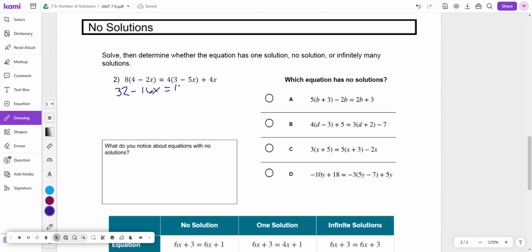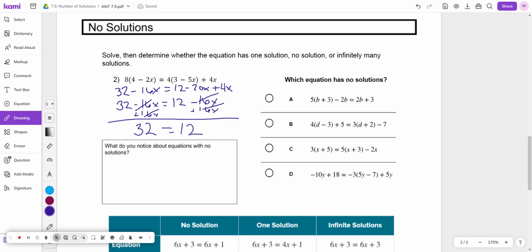4 times 3 gives me 12. 4 times 5x is 20x, subtracted inside the parentheses, subtracted out, and then I'm going to add to it the 4x. So combining like terms, I don't have to do any on the left, but I definitely have to do that on the right. That gives me 12 minus 16x. Let's see, add 16x to both sides. My x's cancel out, and that leaves me with 32 is equal to 12.